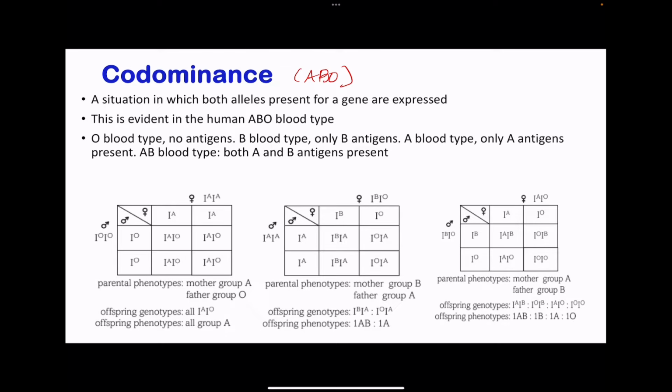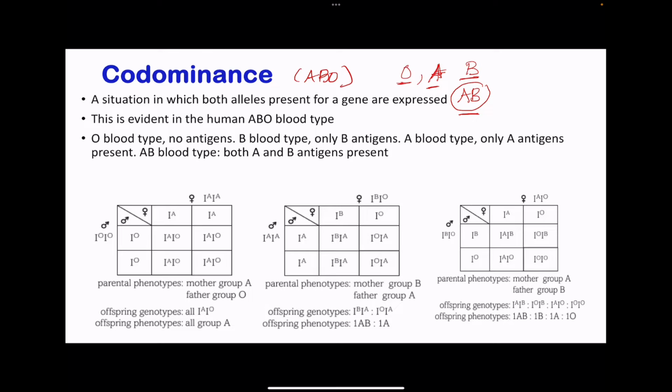This is a situation in which both alleles that are present are going to be expressed. So in the ABO blood type, O is recessive. If A is present, it's dominant, and if B is present, it's dominant. However, if both A and B are present, then codominance results because both are going to be expressed. And again, being blood type A means there are A antigens. Being blood type B, there are B antigens. Being blood type AB, there are A and B antigens on the blood cells. And being blood type O means there are no antigens on the blood cells.